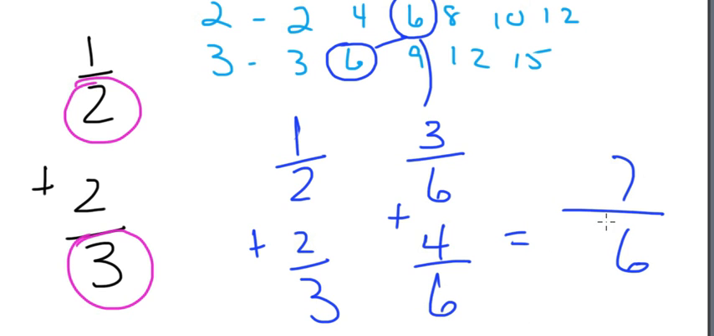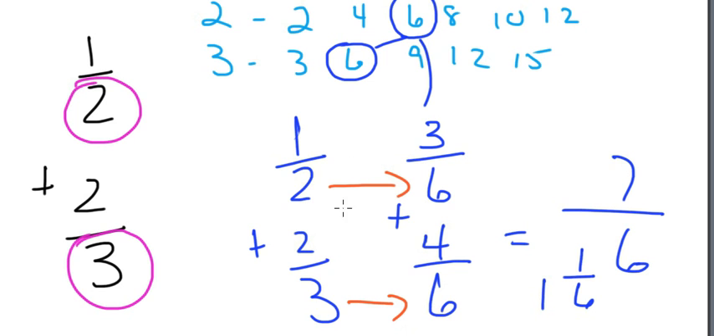And then when you have an improper fraction like this, more times than not, you want to make it a mixed number. So you divide 6 into 7 and get 1 with a remainder of 1. So your answer is 1 and 1/6. So 7/6 can become 1 and 1/6. But what you really want to focus on in this problem is how you go from a 2 to a 6 and how you go from a 3 to a 6.